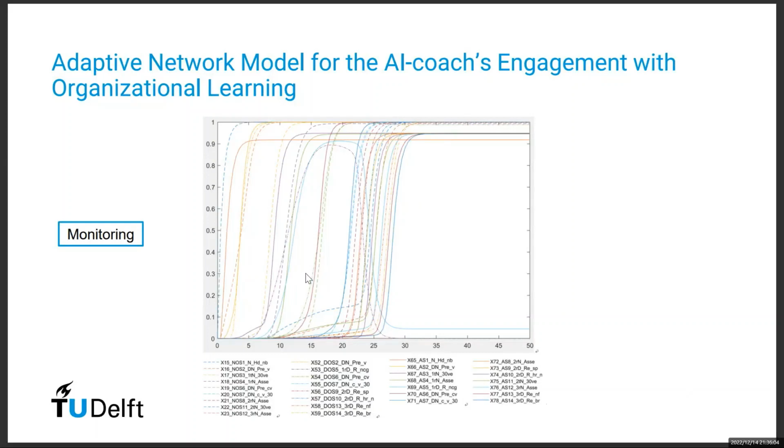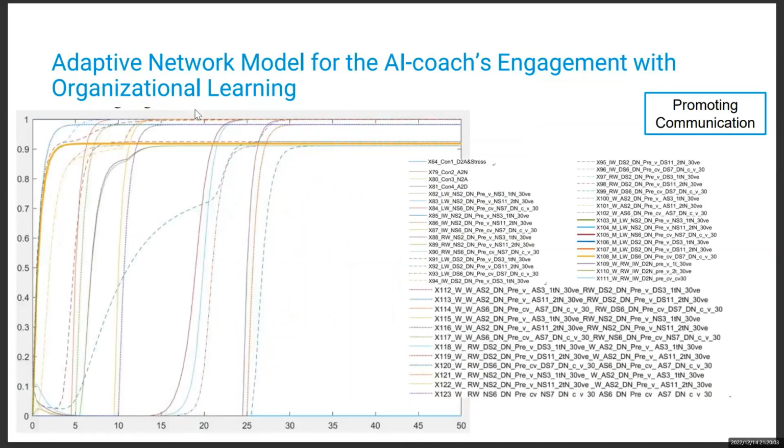This graph shows the monitoring function. Monitoring. And here comes the key part. How the AI coach promotes communication. We can see in this graph, there are 4 context states controlling the beginning of feed-forward learning and feedback learning.